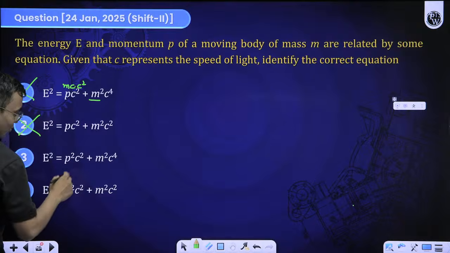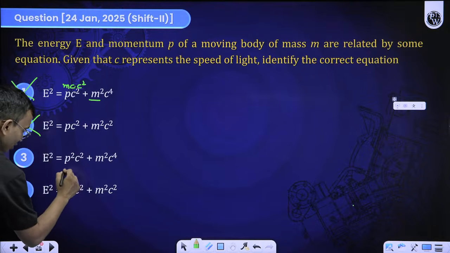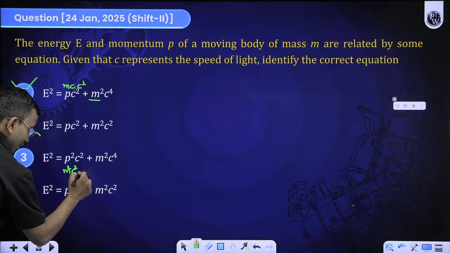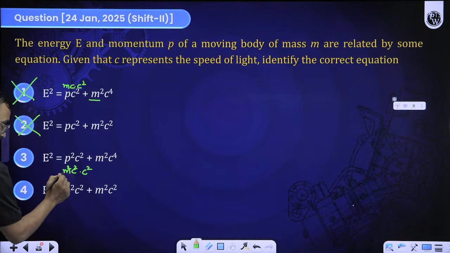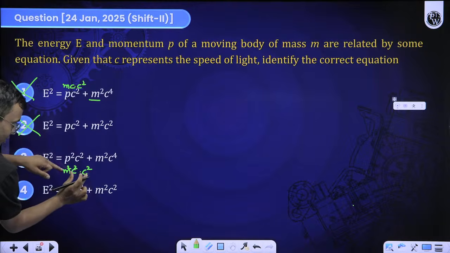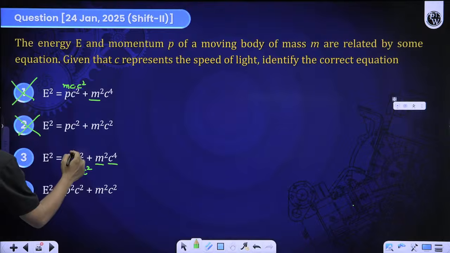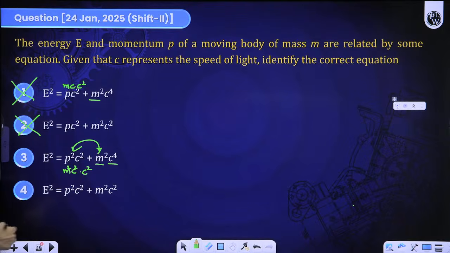So momentum is mass into velocity. You can write it just as mass into c square, so square into c square. So you are getting mass square velocity to the power 4. You are having here mass square into velocity to the power 4. It means they are dimensionally equal. Yes, they are dimensionally equal.